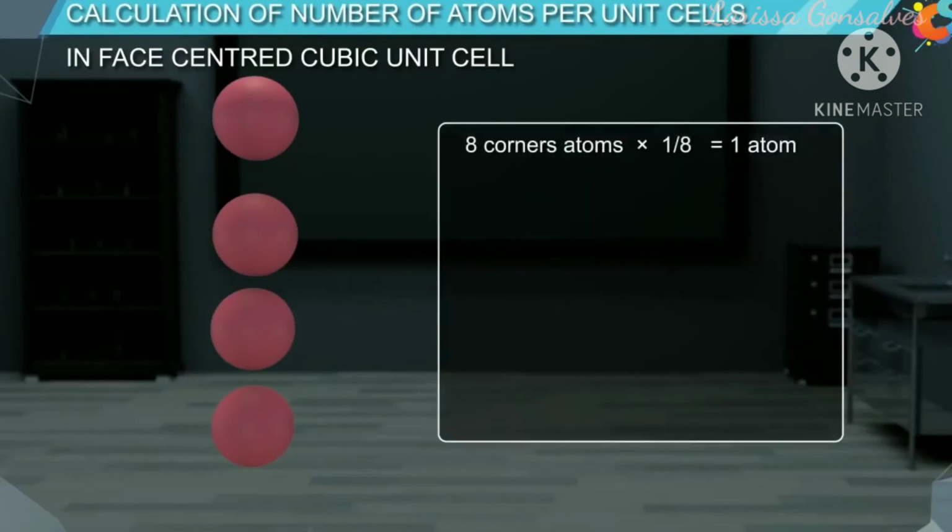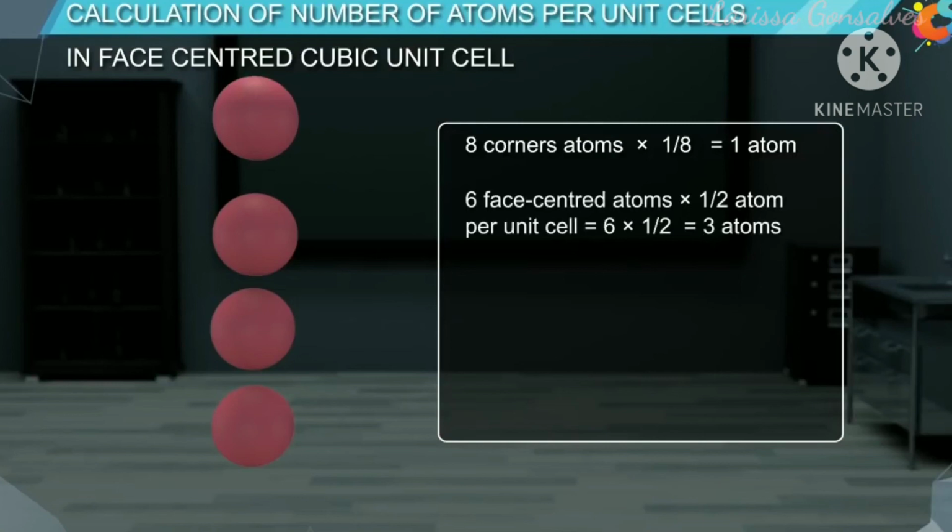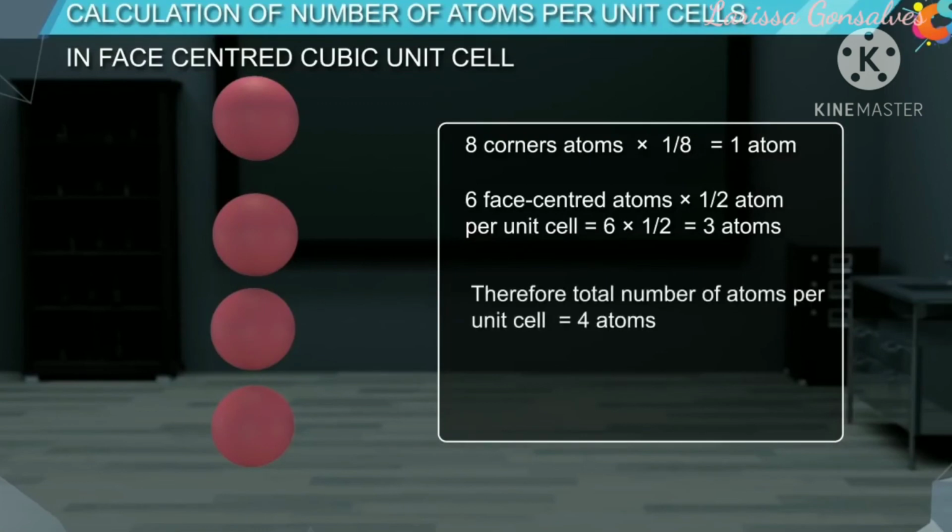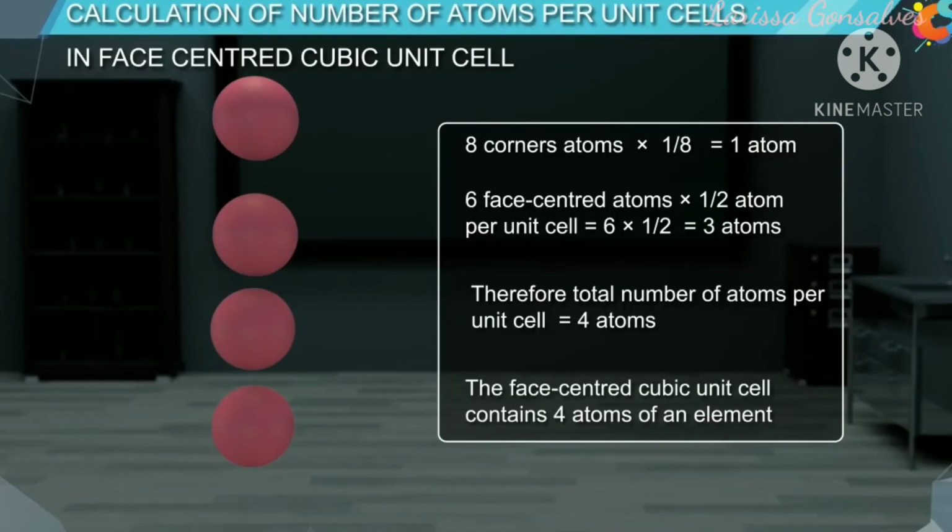8 corner atoms × 1/8 is equal to 1 atom. 6 face-centered atoms × 1/2 atom per unit cell is equal to 6 × 1/2, which is equal to 3 atoms. Therefore, total number of atoms per unit cell is equal to 4 atoms. The face-centered cubic unit cell contains 4 atoms of an element.